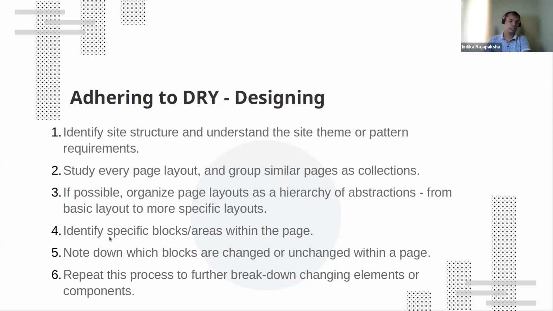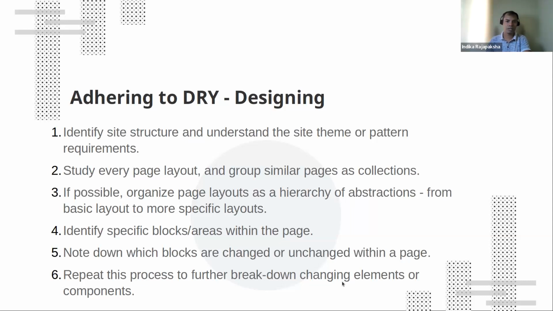Fourth step, you then identify the specific blocks or areas within the page, right? Then note down which blocks are changed or unchanged within the page. I think it is better to write it down on paper, because sometimes you may have it in your mind, but when you do the final coding, you will forget which are the changing blocks or unchanged things. So when I do the design, I normally write it down on paper and always stick it somewhere where I can see it, right? As the last step, you repeat this process to further break down changing elements or components.